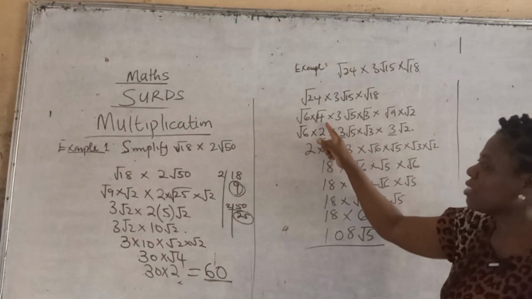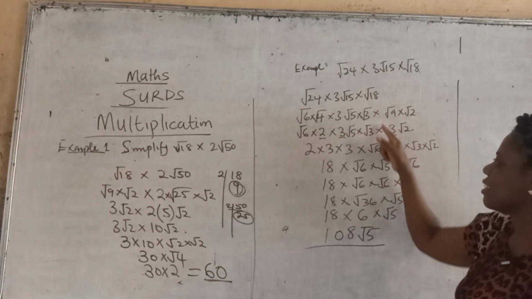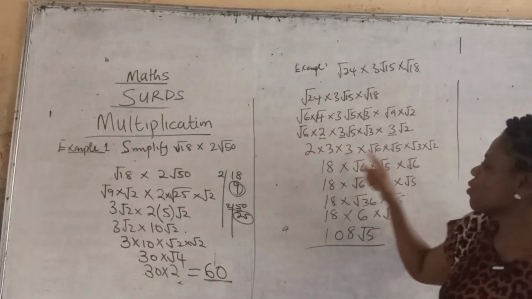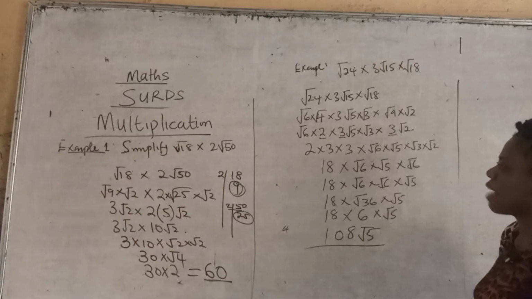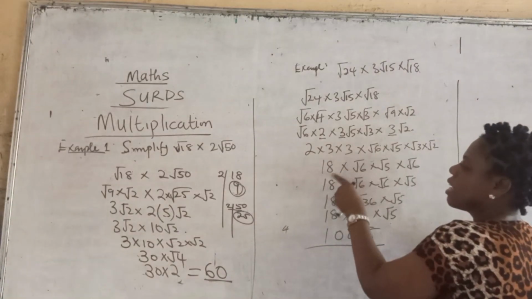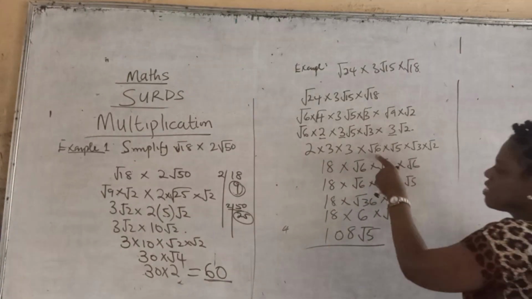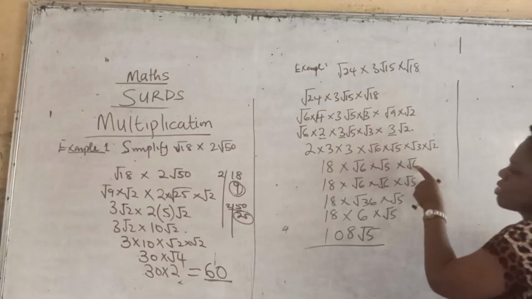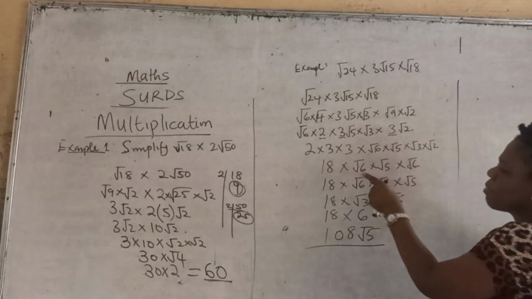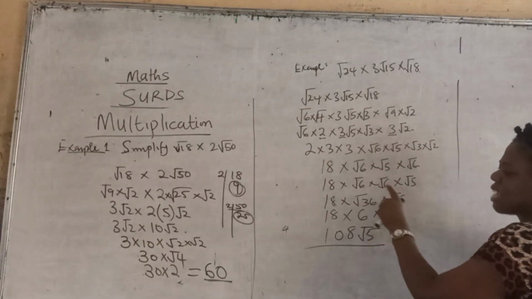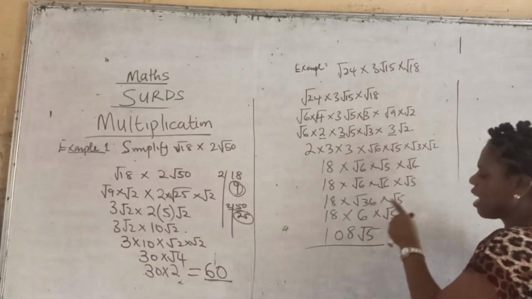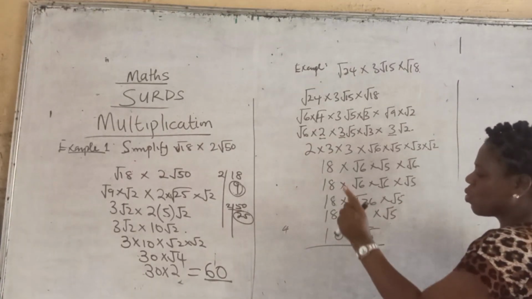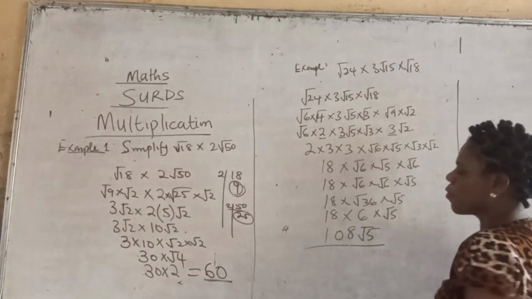And who are the numbers? These 2, these 3, these 3. And who are the surds? Root 6, root 5, root 3, root 2. And after multiplying 2 times 3 times 3, that gives us 18. And we have 6 here. We can say root 3 times root 2 will give us root 6. And root 6 times root 6 gives us 36. What is the square root of 36? 6, and root 5. Multiply this one. We have 108 root 5.